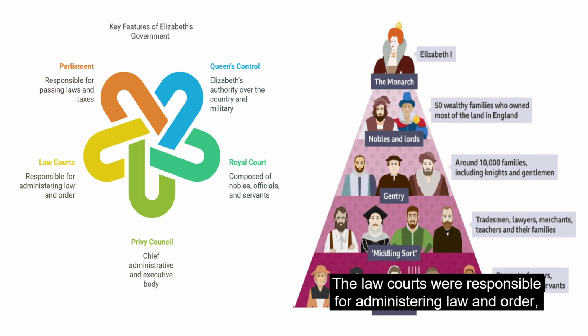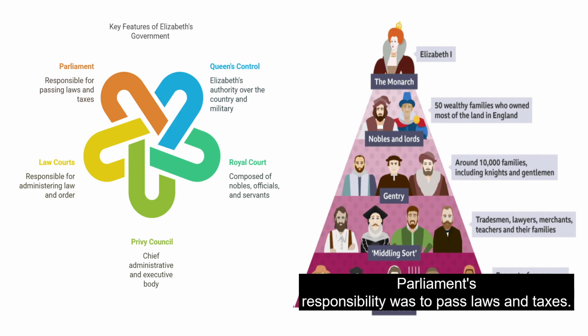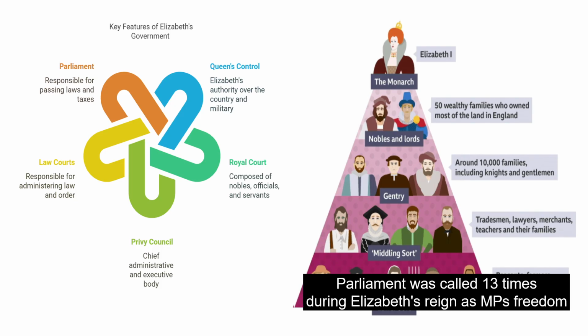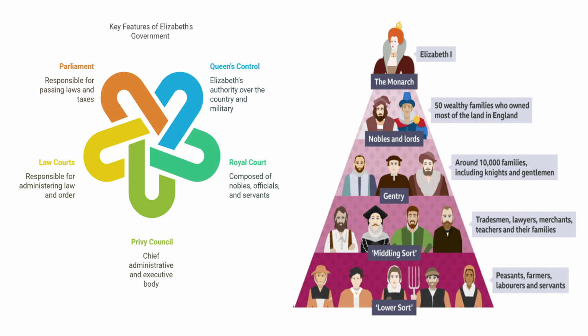The law courts were responsible for administering law and order, with a series of courts responsible for different aspects of law. Parliament's responsibility was to pass laws and taxes. Parliament was called and dismissed at the Queen's pleasure. Parliament was called 13 times during Elizabeth's reign. As MPs' freedom to speak out against government policy grew, it increasingly became a source of opposition.